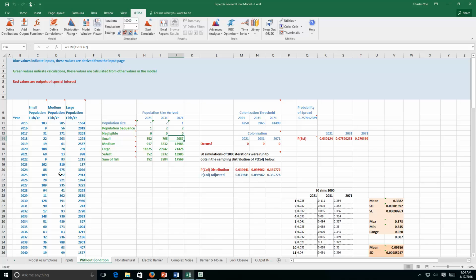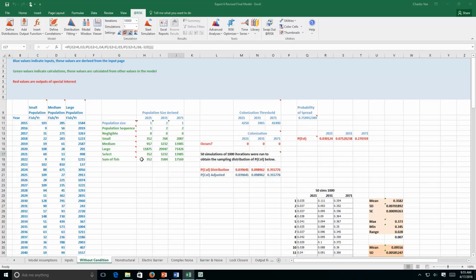We would get different sums from the different columns. So what we want to do is find out how many fish we have in this scenario we're looking at here. We have a small population by 2021, so we look at the small population here and copy that number, 352. Medium, grab the medium number and copy it, and once again grab the medium number and copy it.